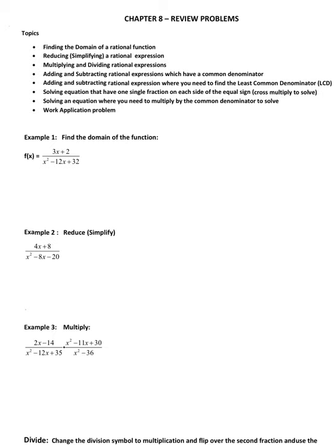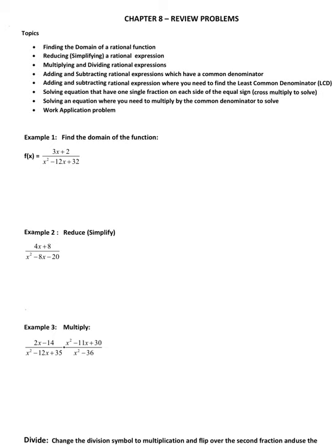We are reviewing Chapter 8, putting some problems together. I provided you this worksheet and the answer key, and now I'm providing you also the video of how to get the solutions, and hopefully you'll be ready to take that assessment in a couple days.